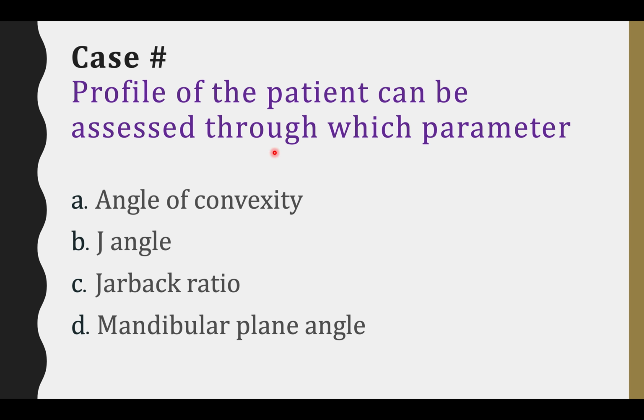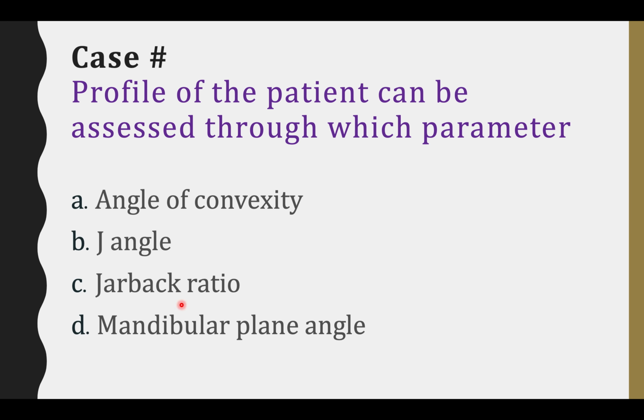The profile of the patient can be assessed through which parameter? As I already discussed, it can be assessed through the angle of convexity and also the facial angle. J angle can be used for assessment of rotations of the maxilla. Zerabak ratio can be used to assess the growth pattern, the anterior and posterior facial heights, but not the profile. Mandibular plane angle, again the growth pattern.